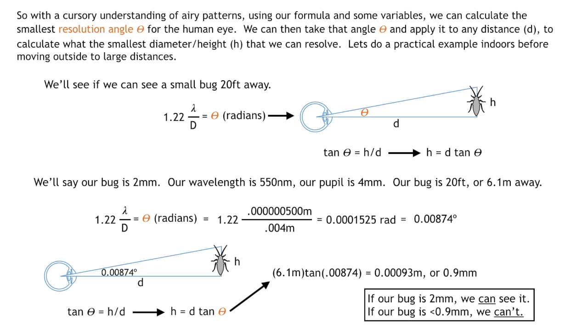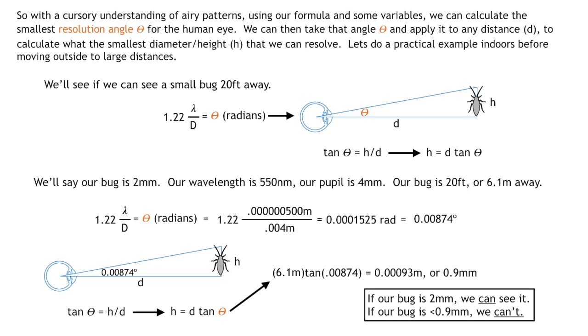So we first solve for theta. We plug in our numbers. Make sure you convert radians to degrees, which is 57.3 degrees per radian, and you come out with a number of 0.00874 degrees. So if we then use that theta to plug into our triangle as the angle, we can then solve for the height across any distance d.